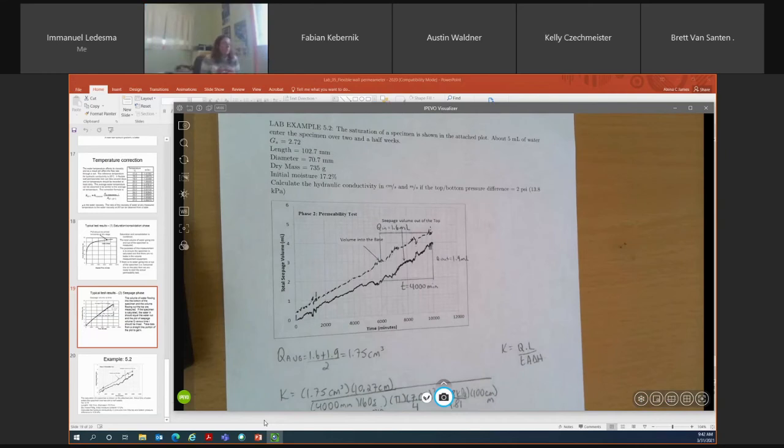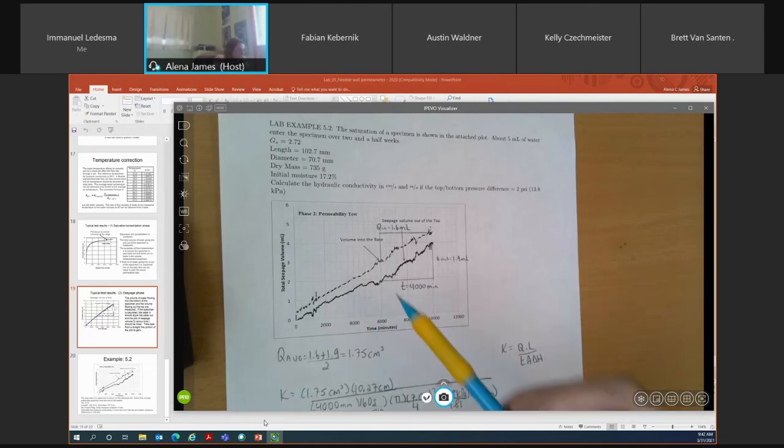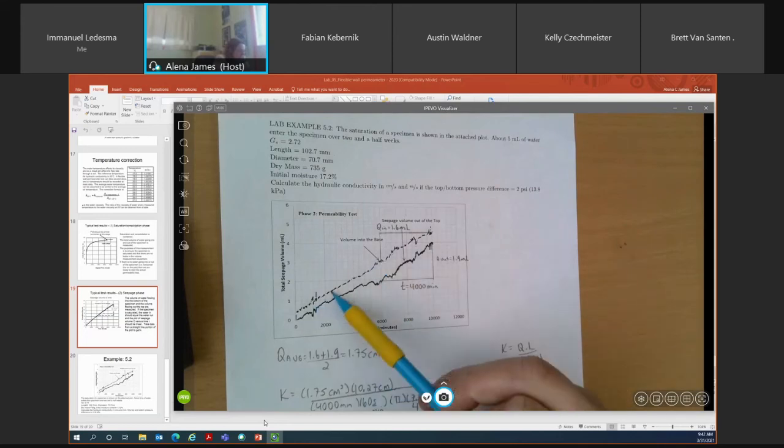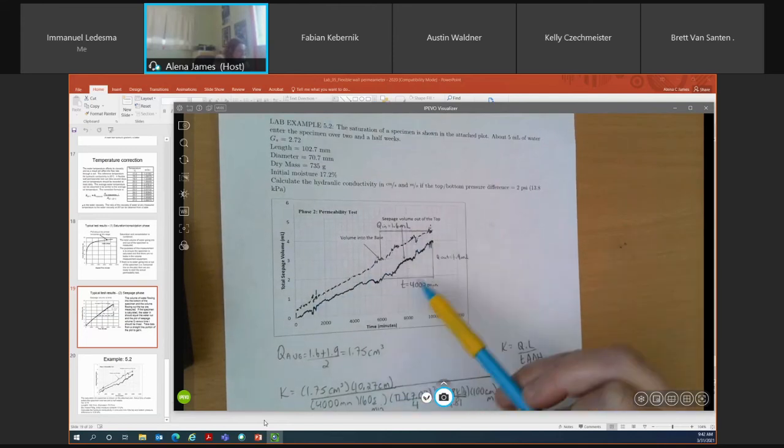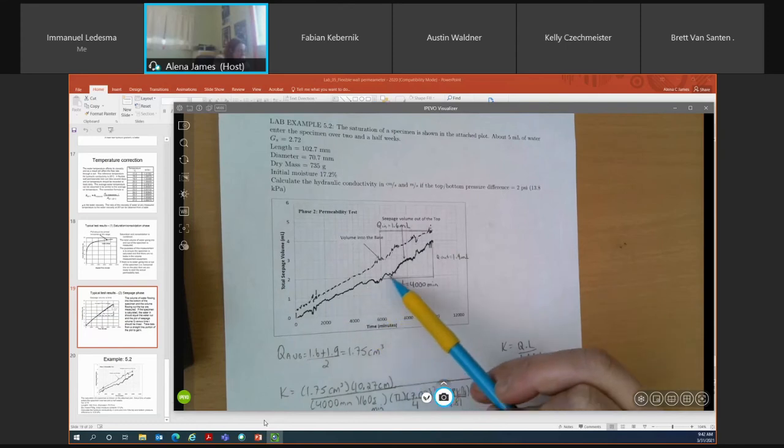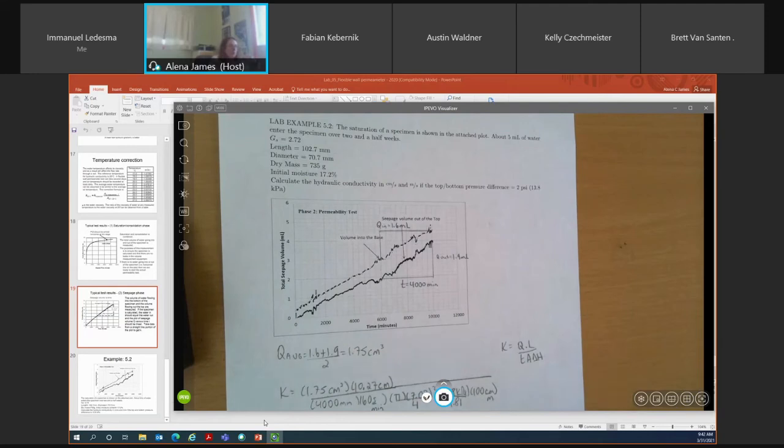The first thing that you should do when solving this problem is determine over which time period you're going to calculate your Q value. You'll see here, as I mentioned earlier, your volume of water into the base is represented by this top line here, and your volume of water into the top of the specimen is represented by this dark line here. In an ideal world, these lines should overlap one another, but I've never seen them overlap. So there'll be slight differences or nuances in the line.